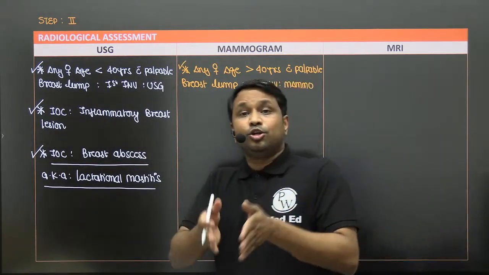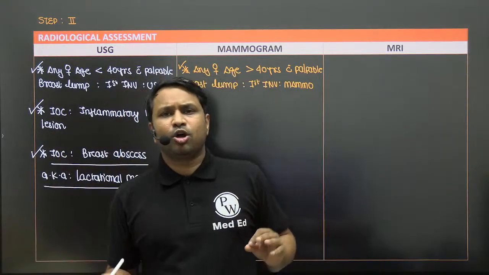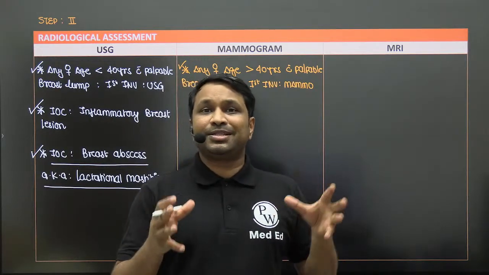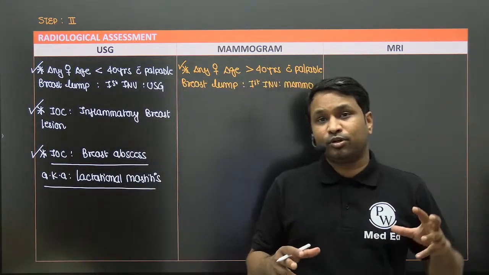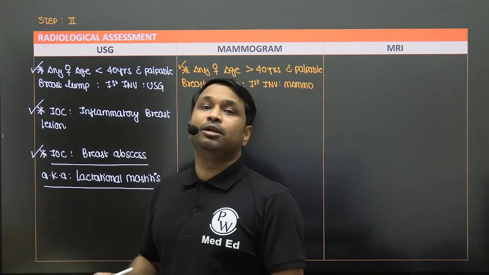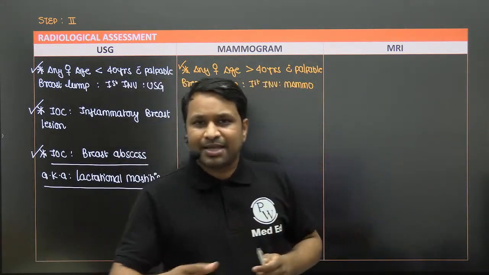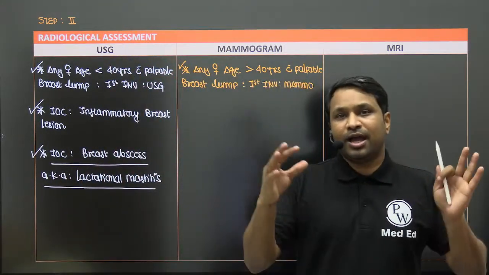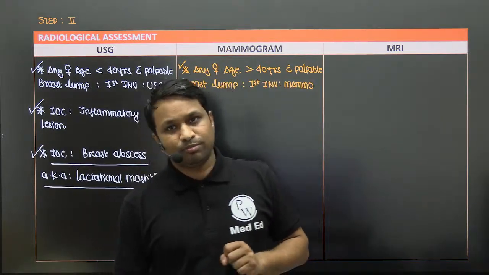So why are you doing ultrasound in age less than 40 and mammography in age above 40? In a simple context, it has to do with the density of the breast. In younger females, the breast is of higher density. Because of that high density, when you do a mammography, the lesion, if present, cannot be depicted well. So the best modality to deal with that is ultrasound. But as the age increases, the density of the breast decreases because it is replaced by fatty tissue. As the density decreases, it is easier to look with mammography.